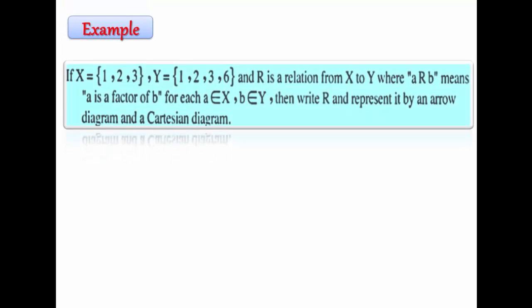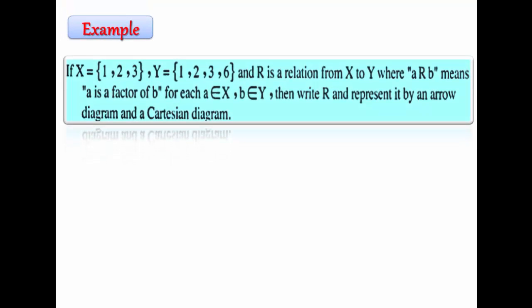Example: if x equals {1, 2, 3}, the set y equals {1, 2, 3, 6}, and R is a relation from x to y where a R b means a is a factor of b, for each a belonging to x and b belonging to y, then write R and represent it by an arrow diagram and a Cartesian diagram. Solution.